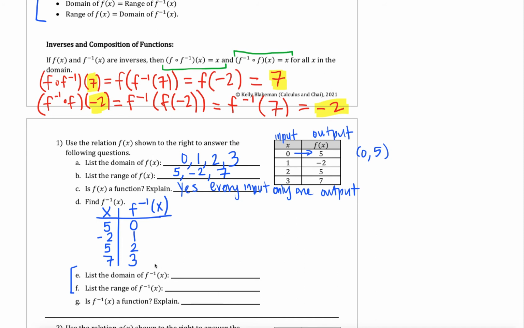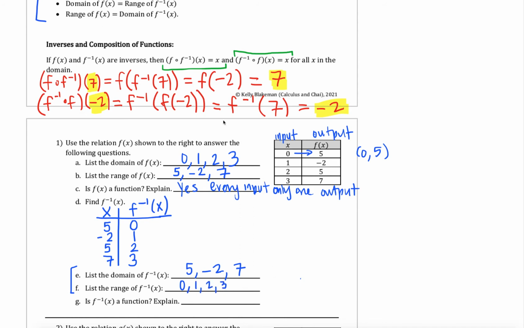So looking at our t-chart, to get the domain of f inverse, it's all of our x values, our inputs. So we have 5, negative 2, we have 5 again, but I only want to list each value once. So we just get 5, negative 2, and 7. For our range of f inverse, it's all of our outputs, which is going to be 0, 1, 2, and 3.